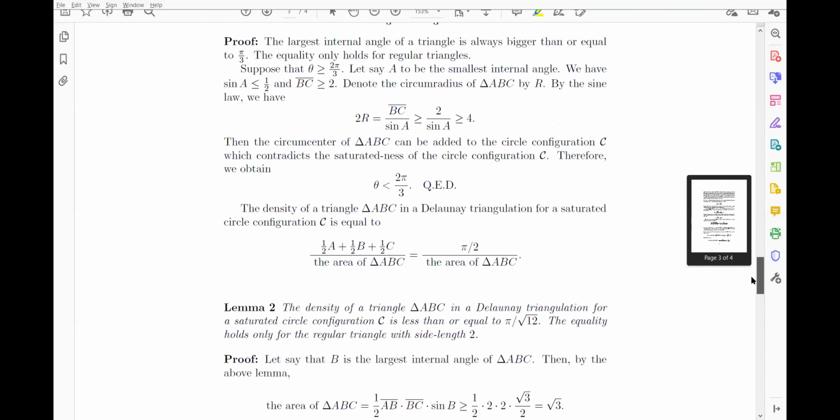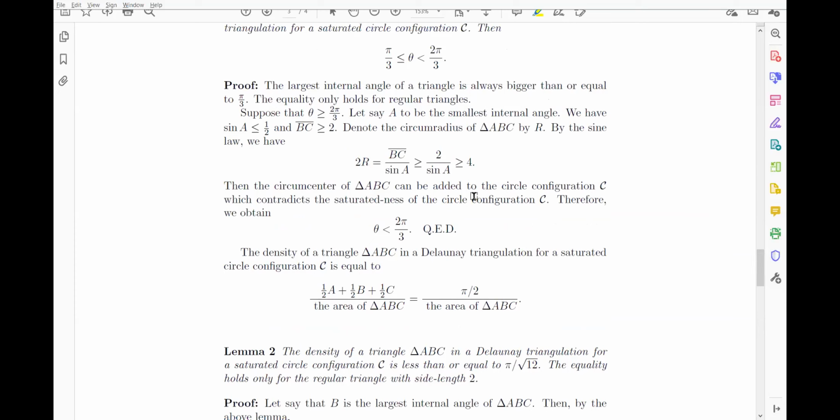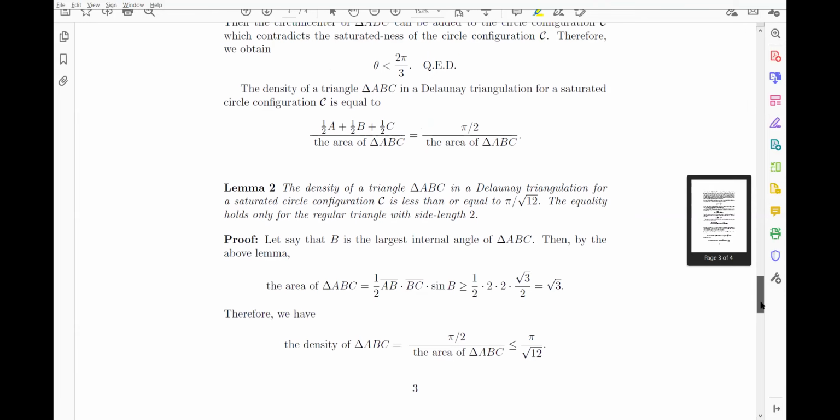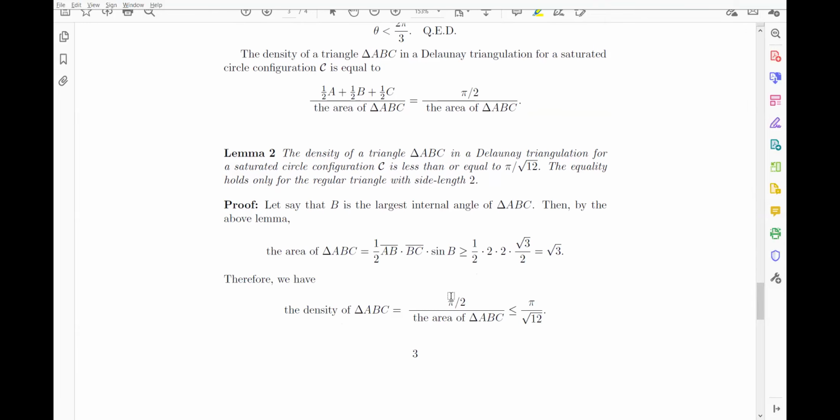So where was the above lemma? I guess that was in one of the calculations of looking at the triangle with the internal angle. And so they're using the law of sines, relating opposite sides. All right, that's a pretty standard result. And then noting the circumradius of the triangle by R.